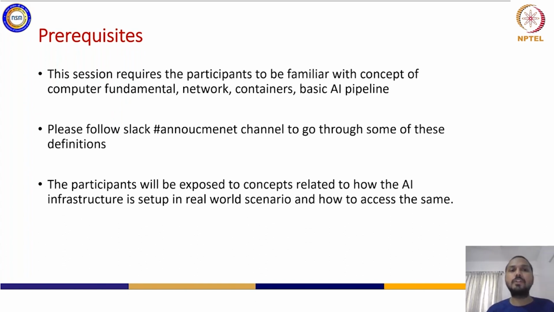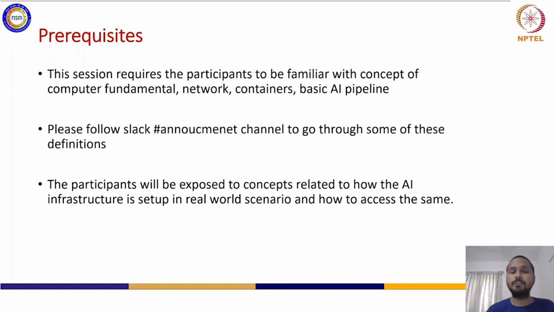So this session requires the participants to be familiar with the concepts of computer fundamentals, networks, containers, and a basic AI pipeline. If you have not done some of this, you can go back and look at Slack. We have posted some of the links on the announcement channel where you can learn some of these concepts as well. So please follow the Slack announcement channel to go through some of these definitions.